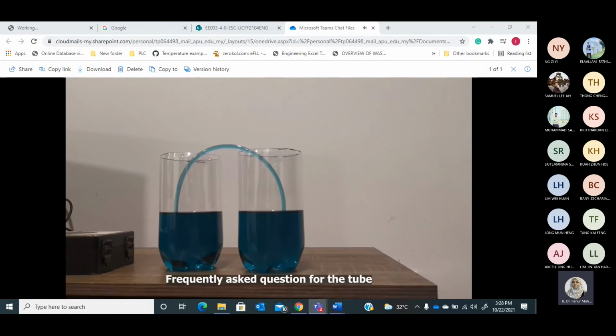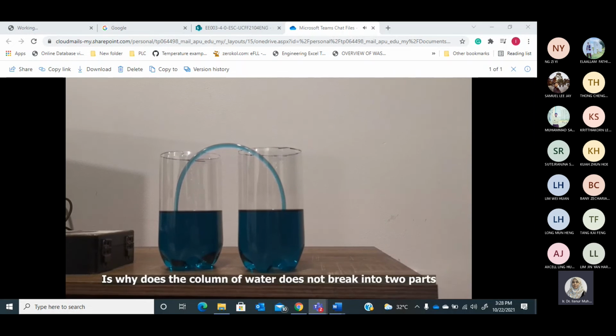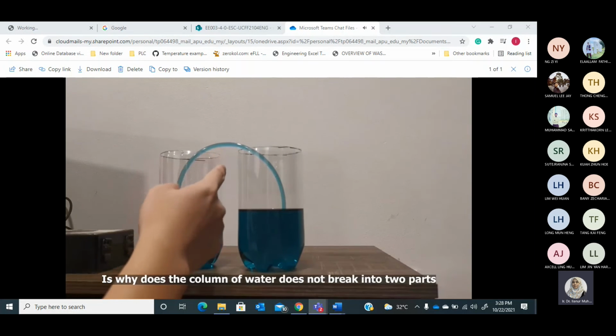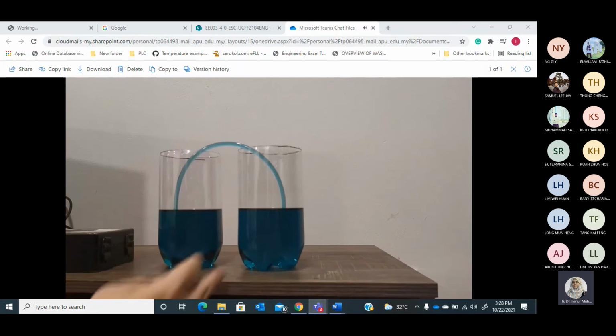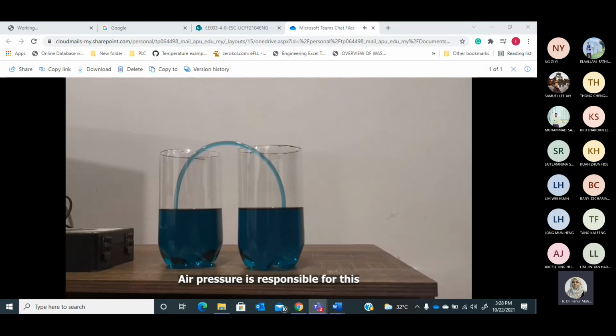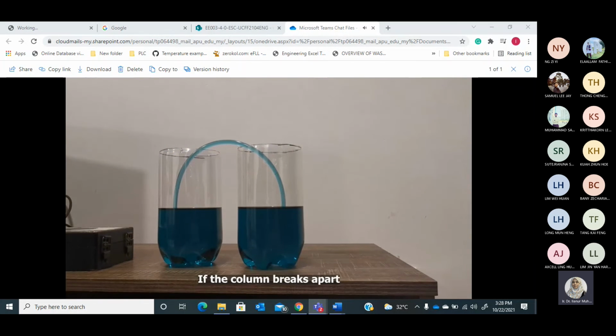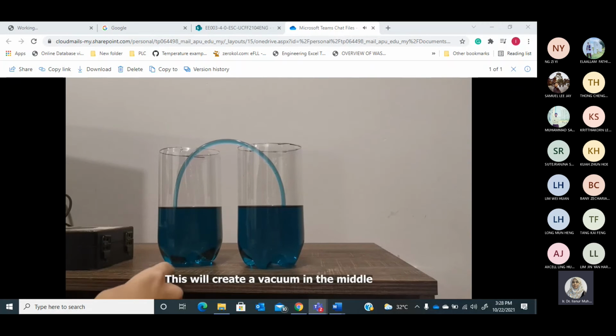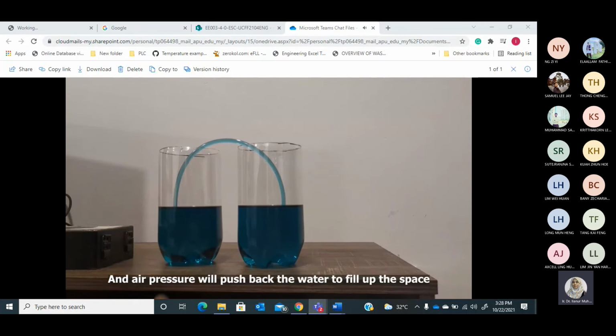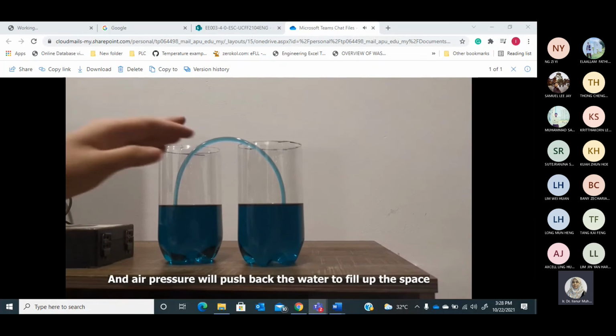A frequently asked question is why the column of water in the tube does not break into two parts. Air pressure is responsible for this. If the column breaks apart, this will create a vacuum in the middle, and air pressure will push the water back to fill up the space.